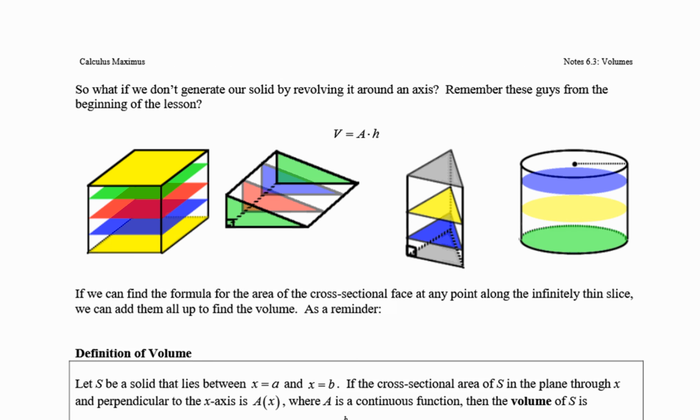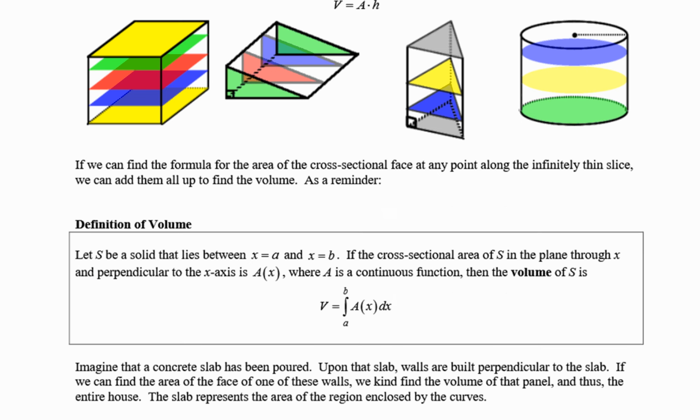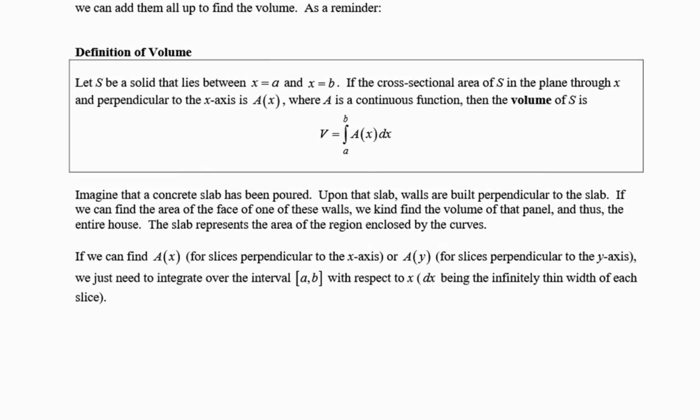Okay, so we're going to be kind of looking at shapes a little bit differently, because what if they're not revolved around an axis? All right. So remember, we can take these faces and just add up the area of each of these. So what we're doing this time, this is a good example here. Imagine you have a concrete slab that's been poured, and upon that slab, walls are built perpendicular to it.